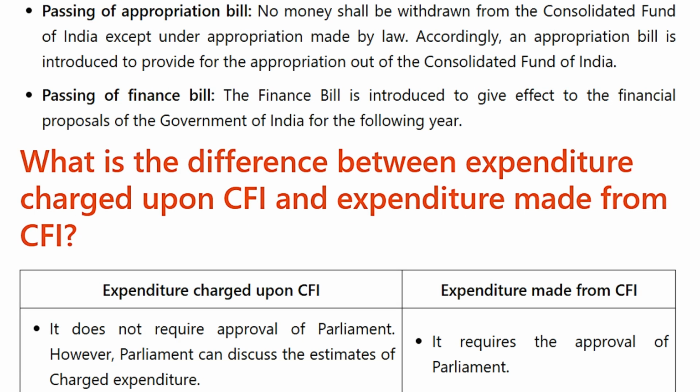Passing of Appropriation Bill. No money shall be withdrawn from the Consolidated Fund of India except under appropriation made by law. Accordingly, an appropriation bill is introduced to provide for the appropriation out of the Consolidated Fund of India. Passing of Finance Bill. The Finance Bill is introduced to give effect to the financial proposals of the Government of India for the following year. What is the difference between expenditure charged upon CFI and expenditure made from CFI?